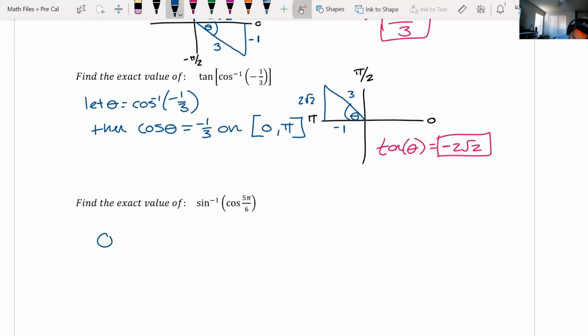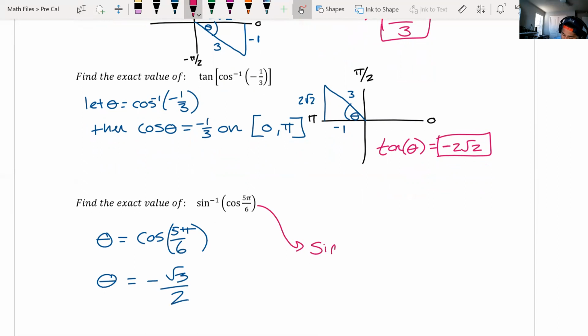Good. You can even make a substitution if you wanted. You'd have the cosine of 5 pi over 6, and theta would be negative square root 3 over 2. Which means, coming back to your substitution, you'd have the inverse sine of the negative square root of 3 over 2. Well, where does the inverse sine live? Negative pi over 2 to pi over 2.